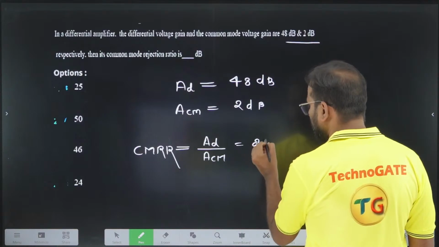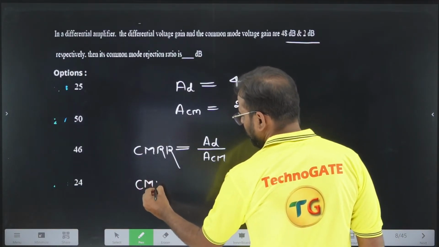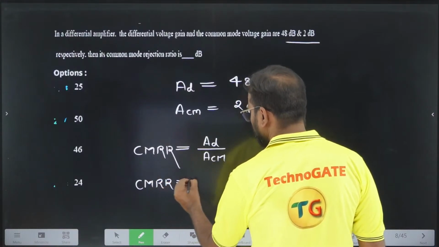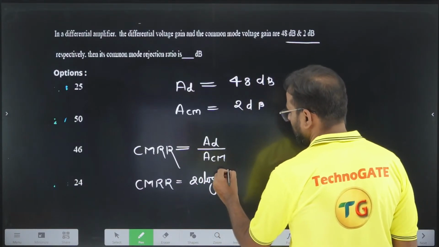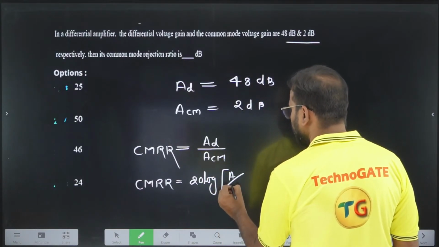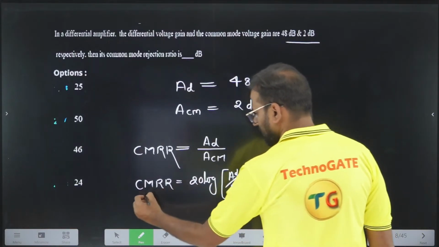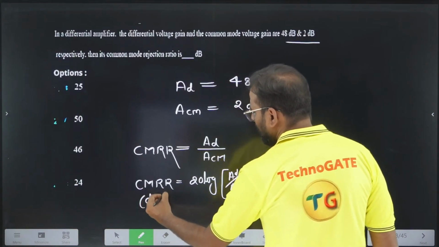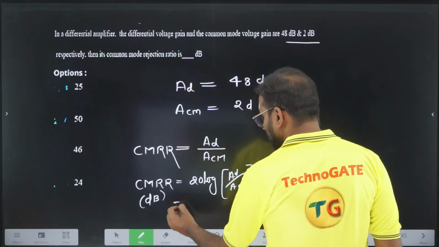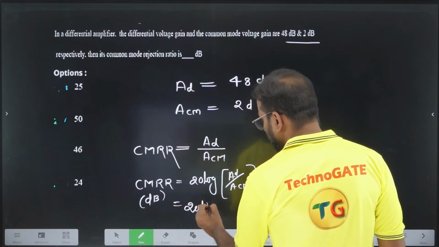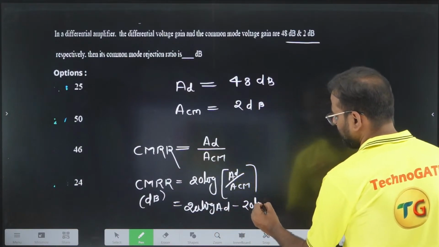Or CMRR in dB is 20 log of AD divided by ACM. This is CMRR in dB. dB is also known as decibels. So what is the value of AD? This can be written as 20 log of AD minus 20 log of ACM.